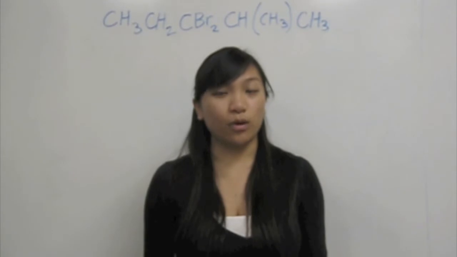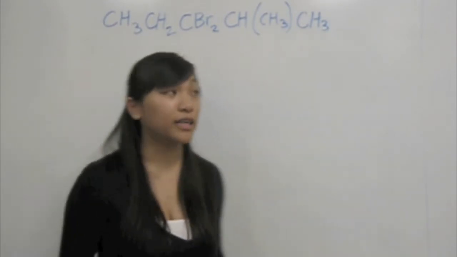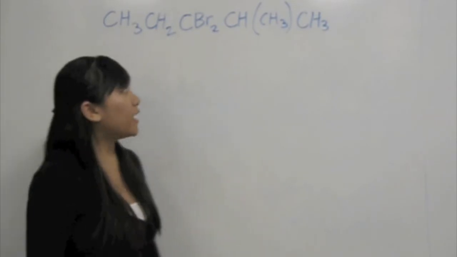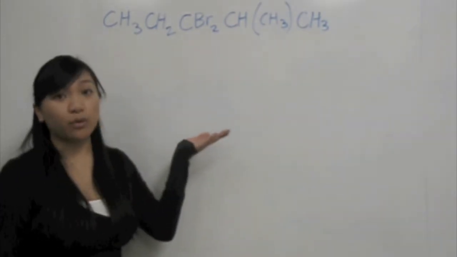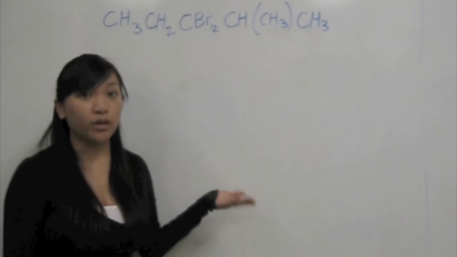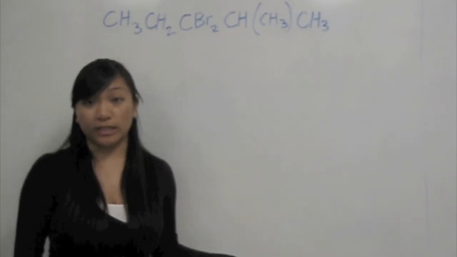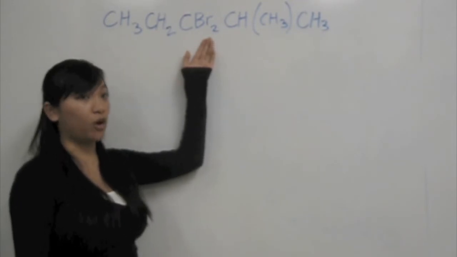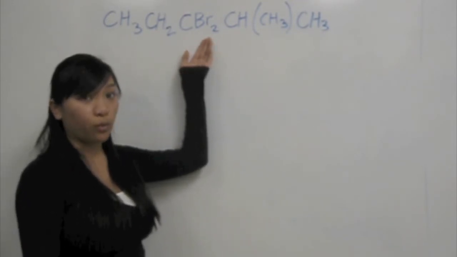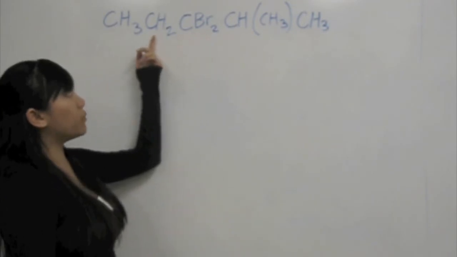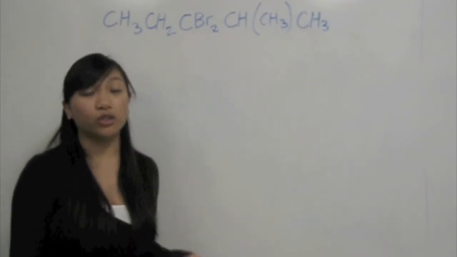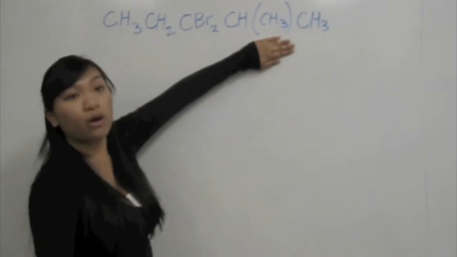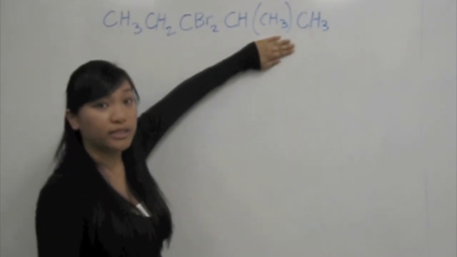For my second example, I would like to show you how to go from a condensed formula into drawing out a bond line structure. As you can see here, this example is different from our previous example in that we have substituent groups attached. As you can see here, we have two bromine groups attached to this carbon. And this works in a similar format as this carbon right here, except we draw out the two bromines on that carbon. And as you can see here, we have a methyl group in parentheses.